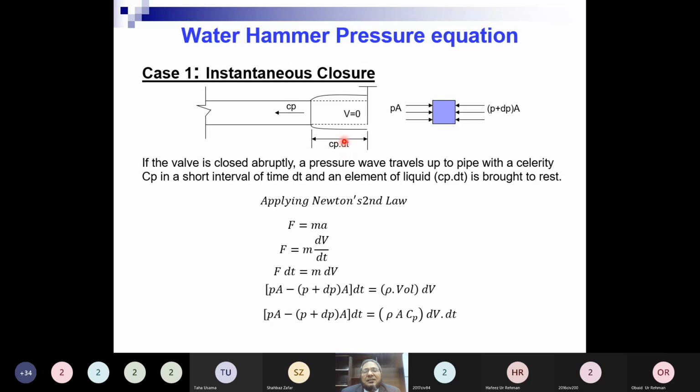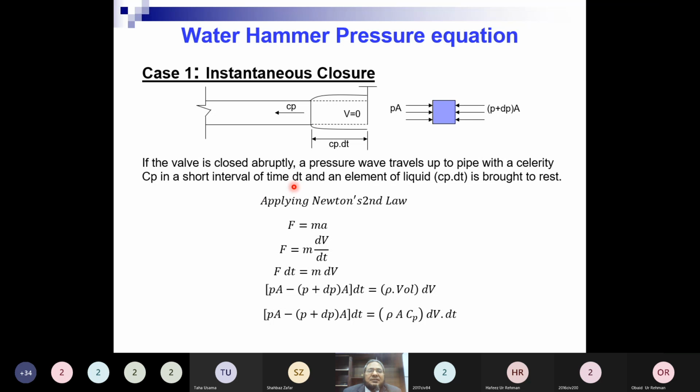In time dt, how much distance would be covered by the pressure wave? Cp into dt. How do we compute distance? Velocity is equal to distance over time, so distance is velocity into time. This is the velocity, and this is the time. So this much distance will be covered by the pressure wave in time dt. And here we are considering one element of the liquid which is subjected to pressure forces. On this side, how much would be the pressure force? P into A. And on this side? P plus dp into A. So this is some change in pressure between one point and another point.